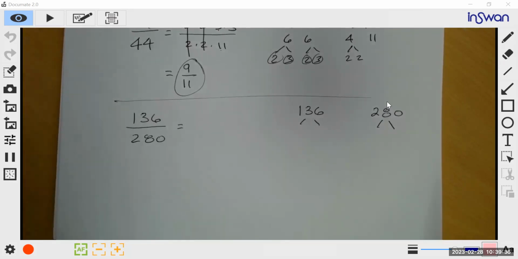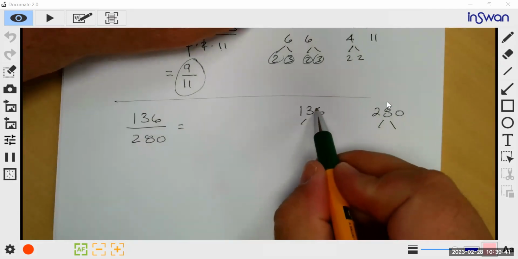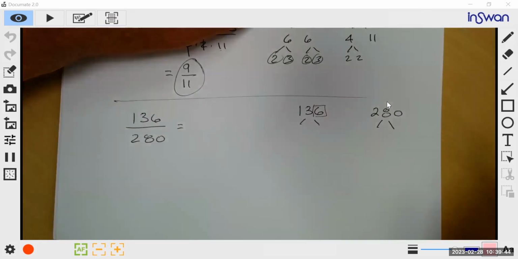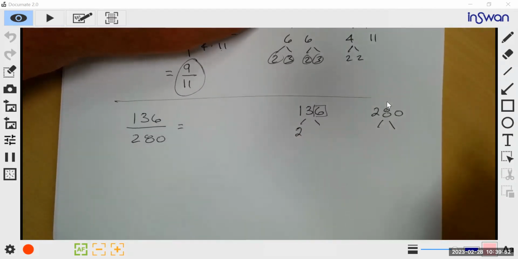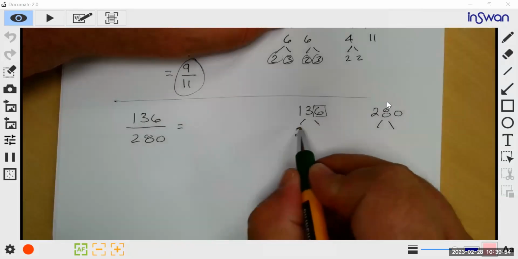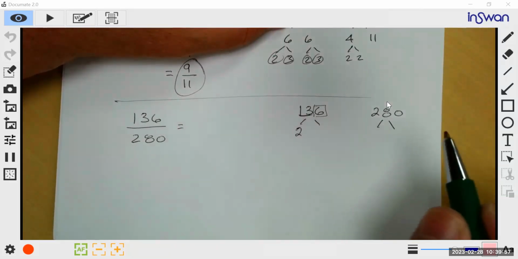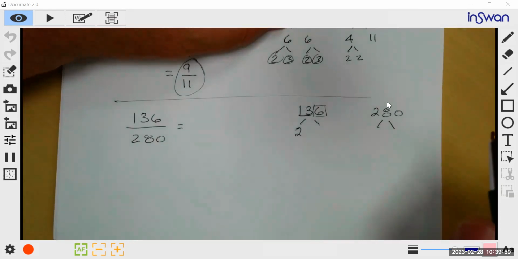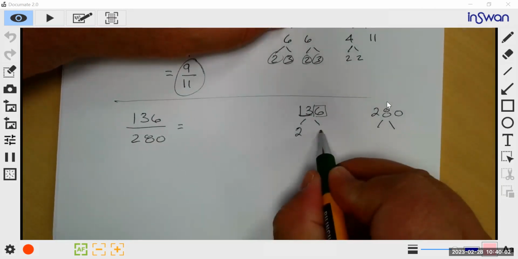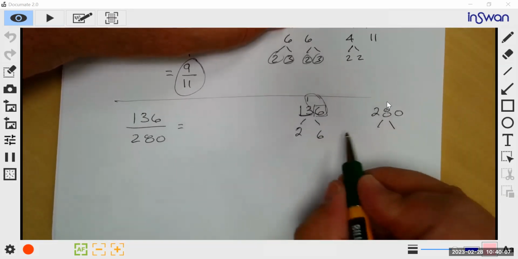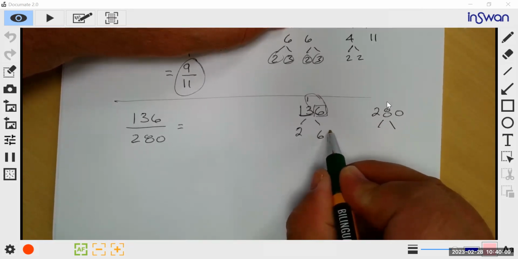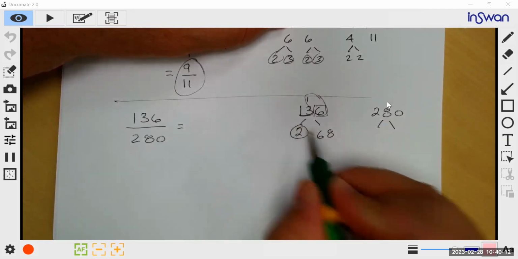Did I give you the division sheet last week? Look at those, because we know since this number ends in a 6, it's an even number. What number is it divisible by? It's divisible by 2. How many times does 2 go into 13? 6 times with 1 left over. How many times does 2 go into 16? 8 times. So there's our first number.